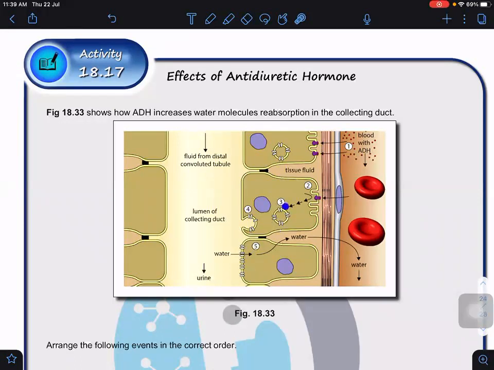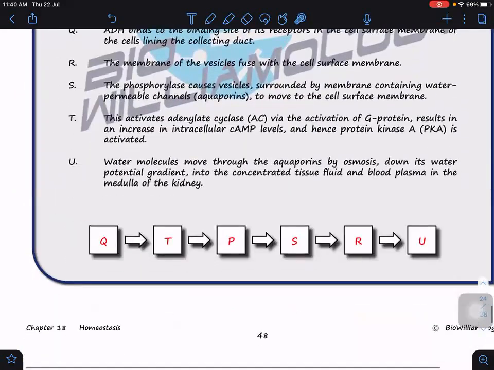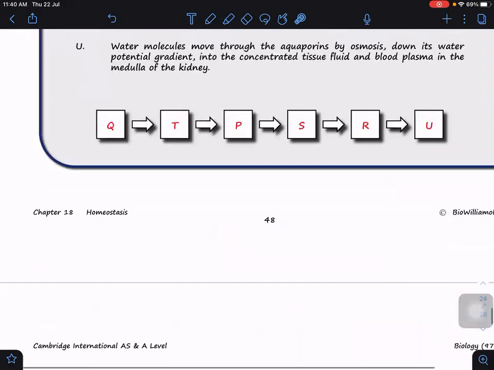the movement of the vesicle towards the cell membrane. So this cell membrane actually faces the lumen of the collecting duct. So then what happened? The membrane now fuses, okay, allowing the incorporation of the aquaporin. So this allows the water molecule to be reabsorbed back. Okay. So this is the answer.